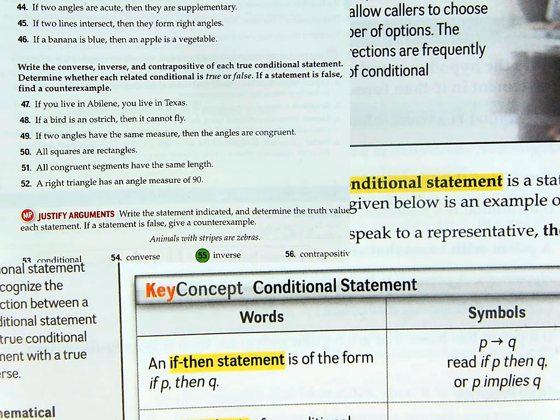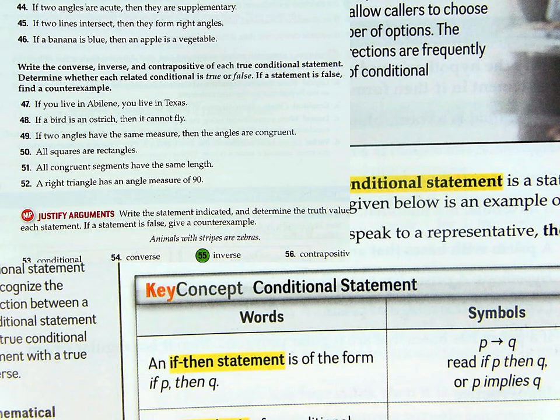Now the inverse. If you live in Texas, you live in Abilene. That's the converse, right? That's what we just did. For the inverse, we have to flip them, but keep them the same. You live in Texas if you live in Abilene.